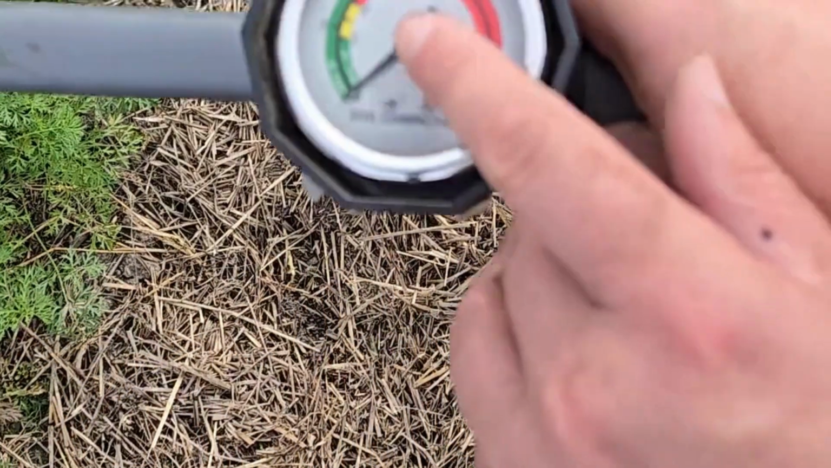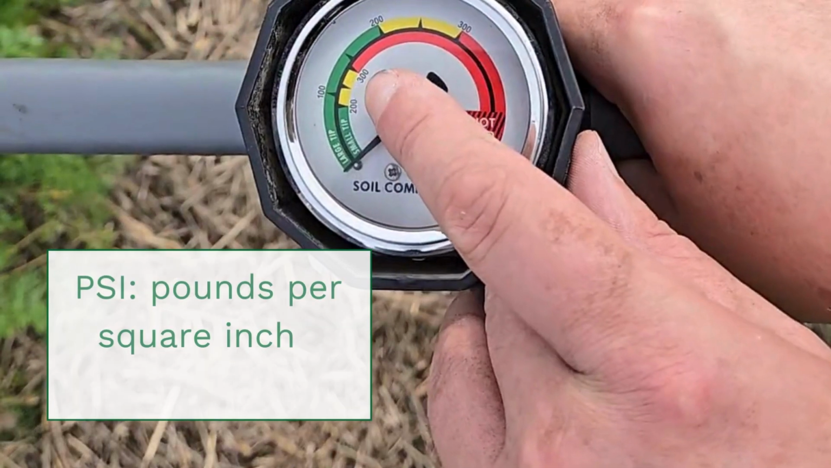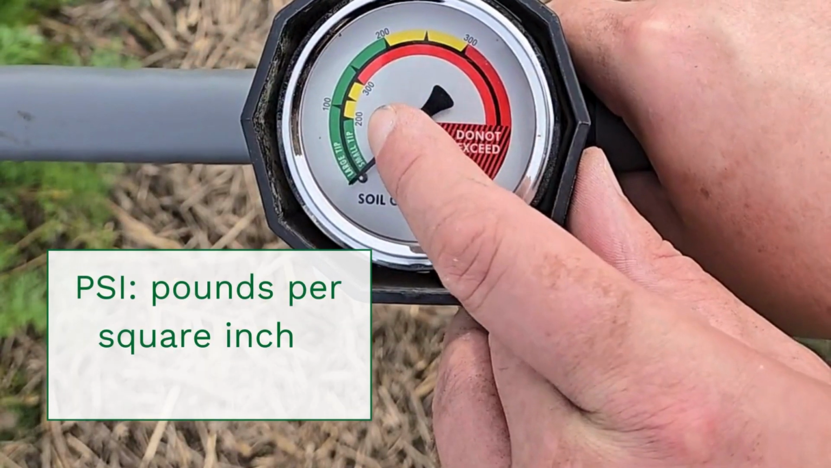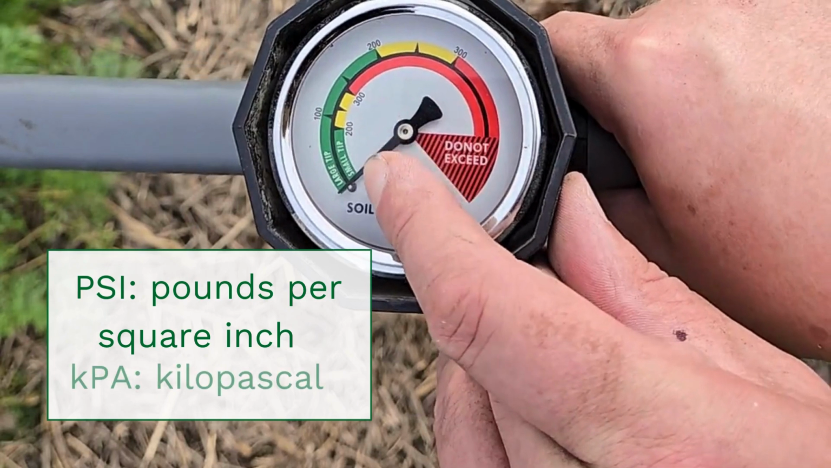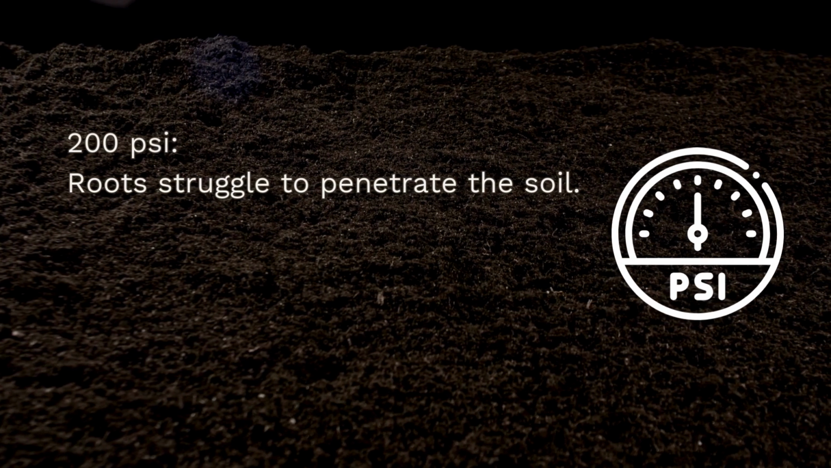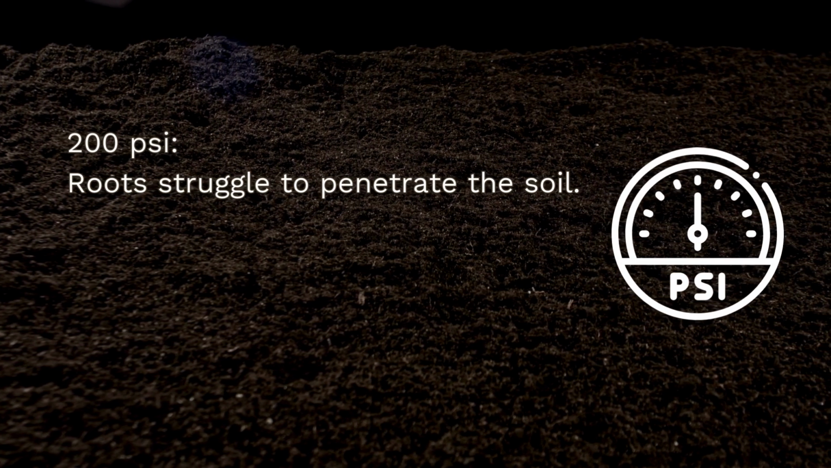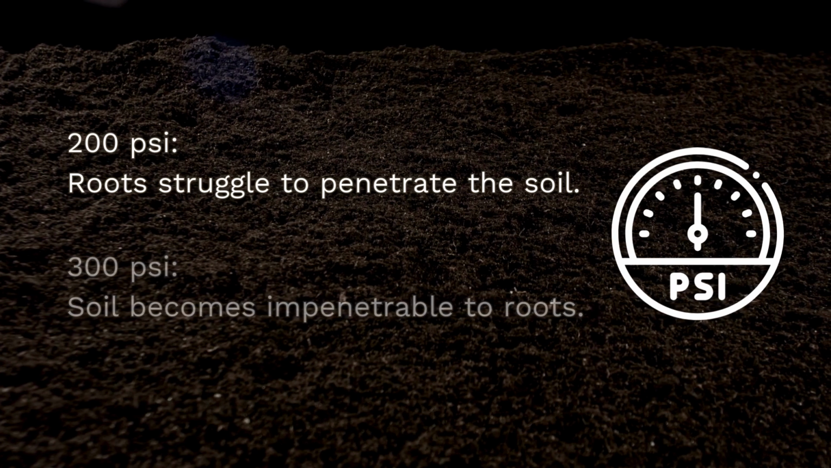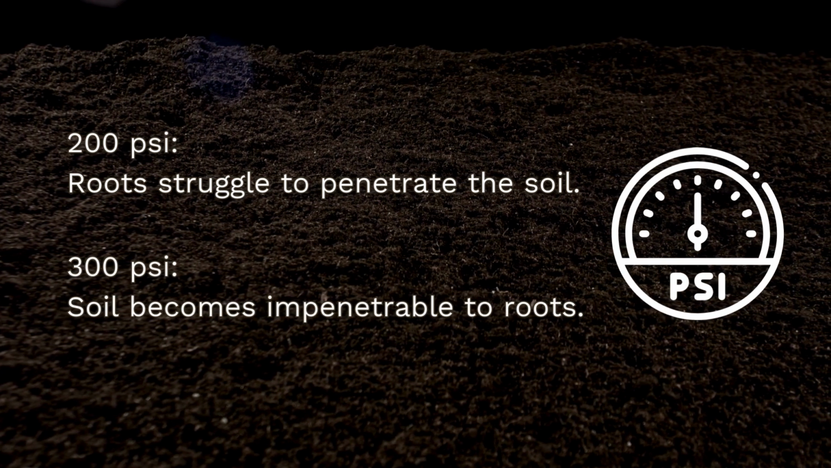Compaction is measured in psi, or pounds per square inch. This can readily be converted to kPa for those on a metric system. Once soil compaction reaches 200 psi, roots start to struggle to push through. At 300 psi, soil is virtually impenetrable to most roots.